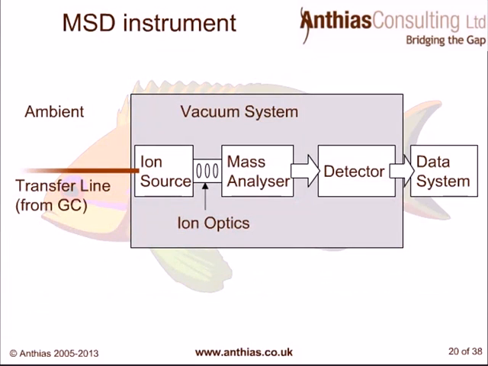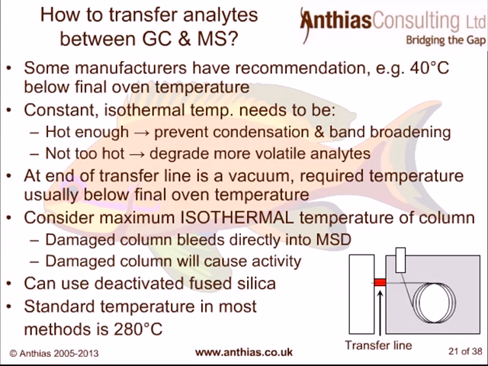Now moving on to the mass spectrometer. So we have things like the transfer line, the ion source, the mass analyzer and the detector, as well as optimizing for the vacuum system as well. So these are all things to think about. So how do you transfer the analytes onto the mass spectrometer?